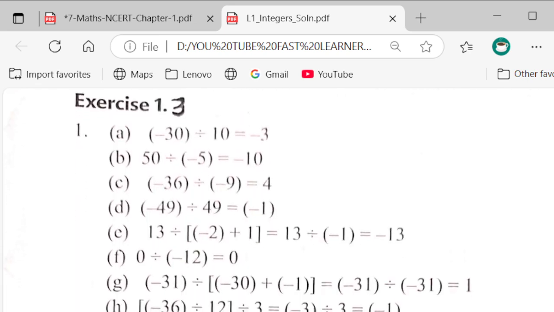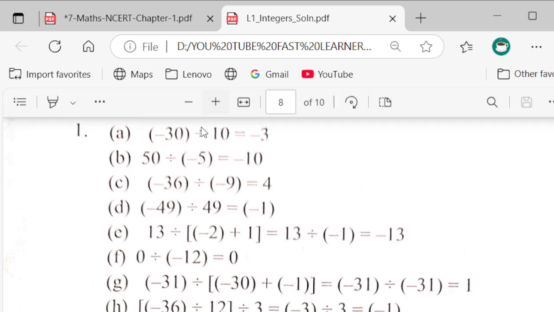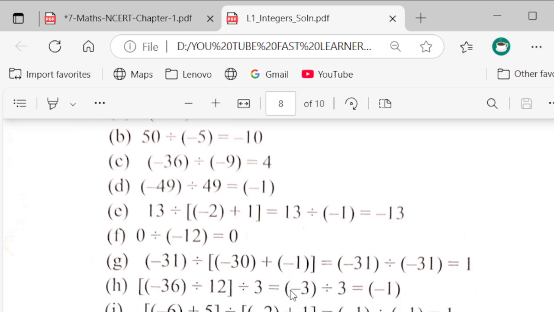Let's see exercise 1.3. See, minus 30 divided by 1 will give you minus 30. 50 divided by minus 5 will give you minus 10. Minus 36 divided by minus 9 will give you plus 4. Minus 49 divided by 49 will give you minus 1. 13 divided by minus 2 plus 1. Here minus 2 plus 1 makes minus 1. And the answer will be minus 13. 0 divided by minus 12 will give you 0. Minus 31, here into bracket there is minus 30 and minus 1. This minus 30 and minus 1 becomes minus 31.